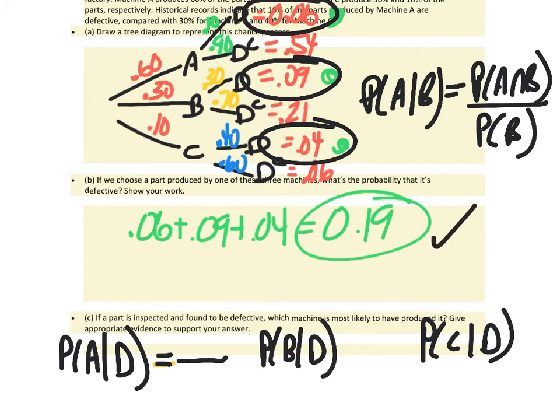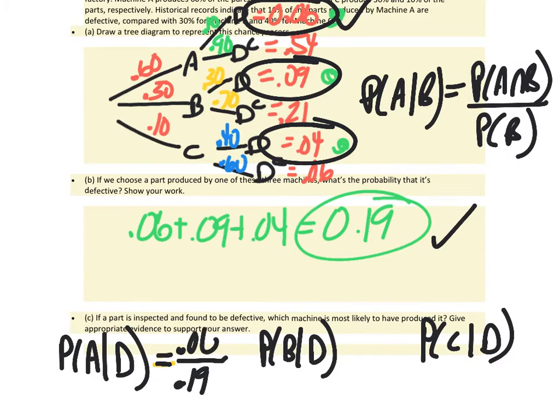So the bottom, my new total, is only of the 19% of the group. Of those 19%, which ones am I talking about? I'm talking about machine A. So what I would do is put 0.06 on the top. Okay, that's how you can do that shortcut version.